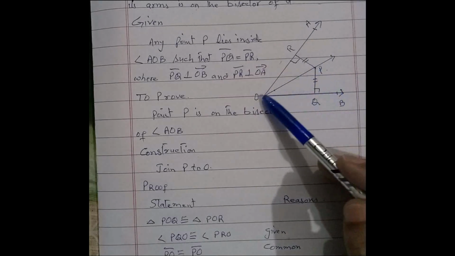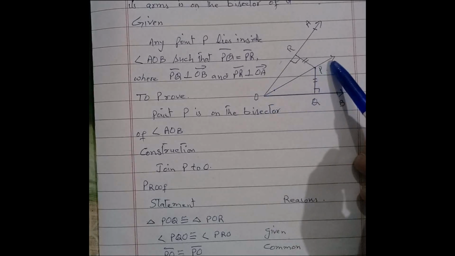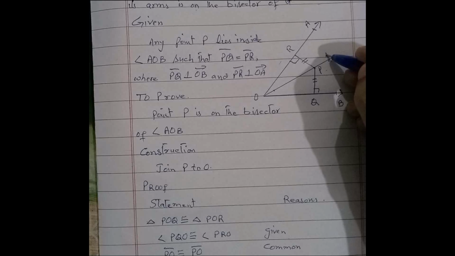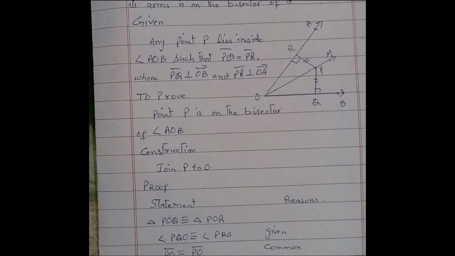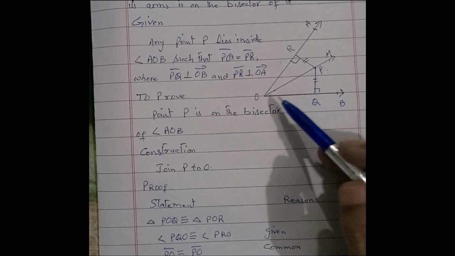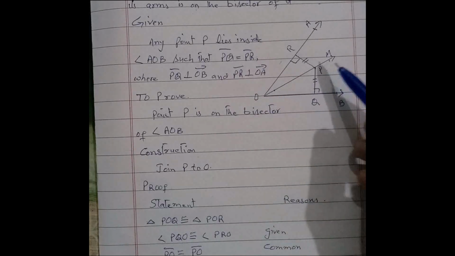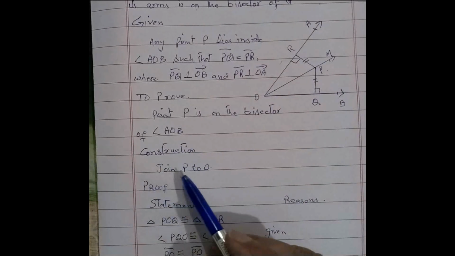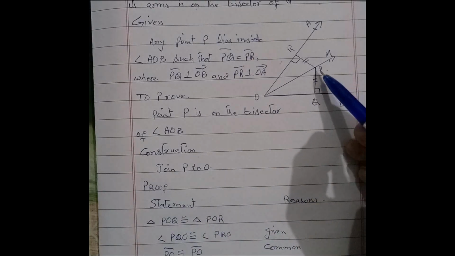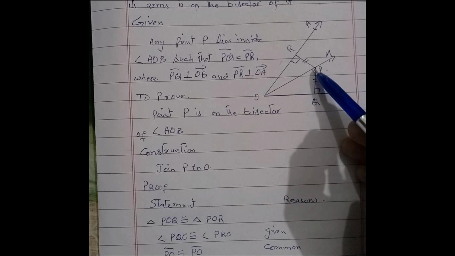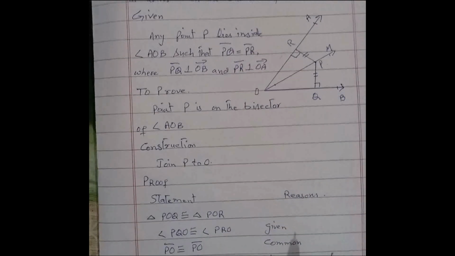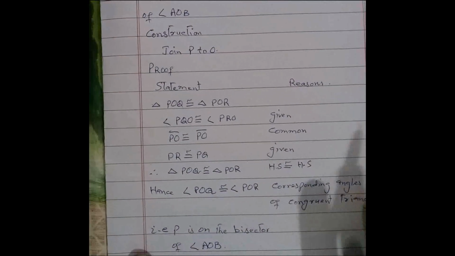This P is on the bisector which bisects, say OM. OM is the bisector of angle AOB. So P is on OM. And in the construction we join P with O. And now we prove it.